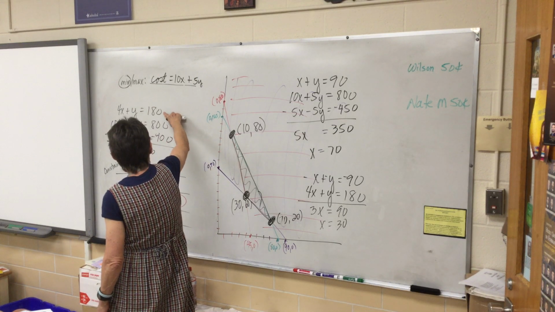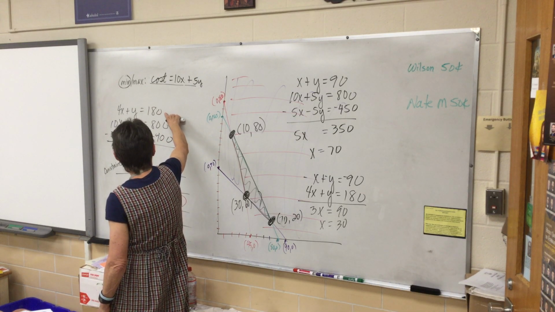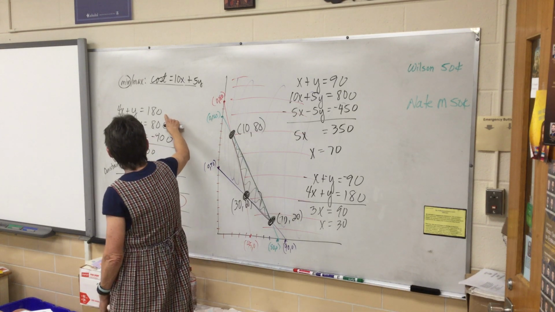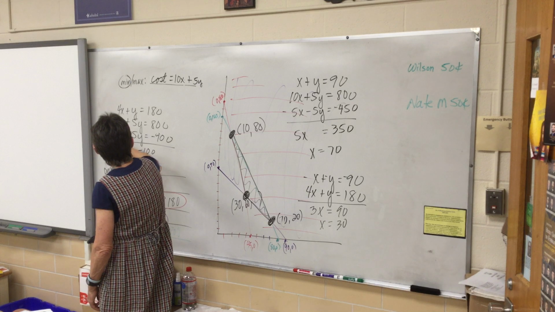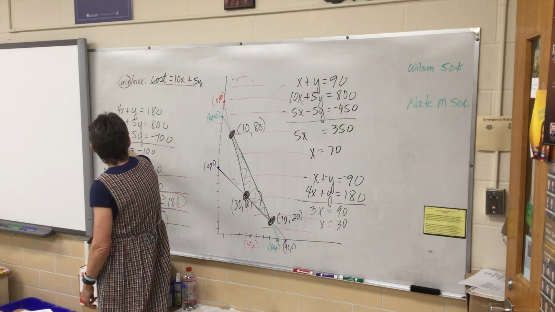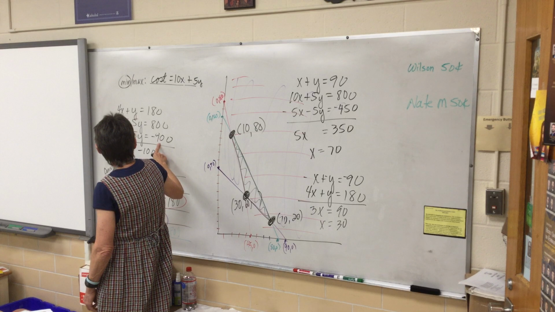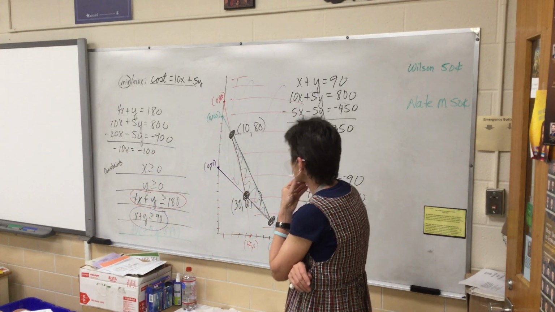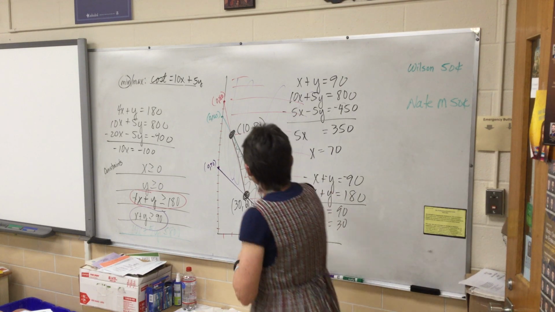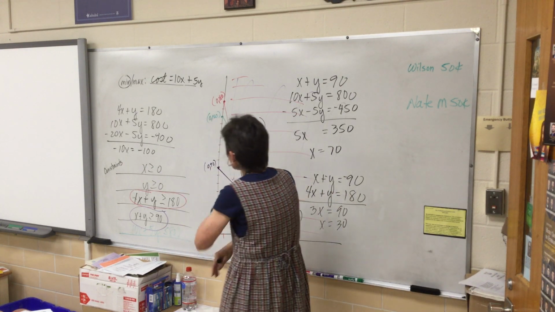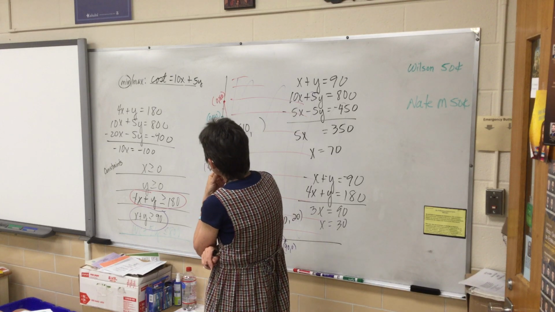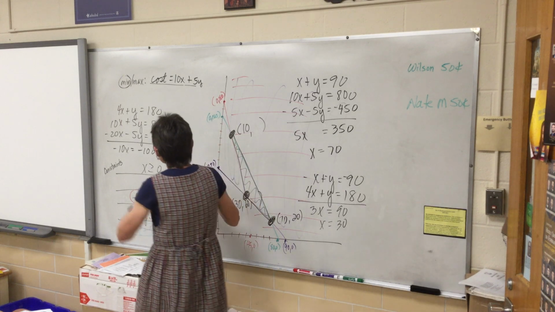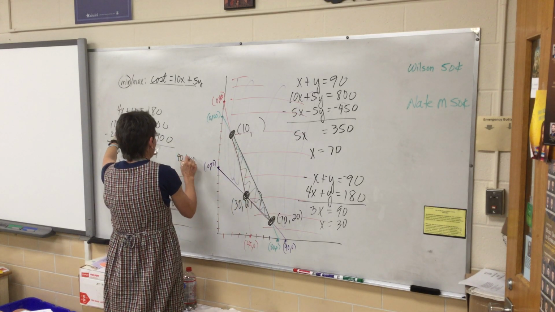4x plus y equals 180, and 10x plus 5y equals 800. That's my red and my green. So I multiplied the top one by -5 and added. I think 10 is right. At least I'm not making a mistake. Oh, 80's wrong. I put it in the wrong equation, so x is 10. If x is 10, then 40 plus y equals 180.